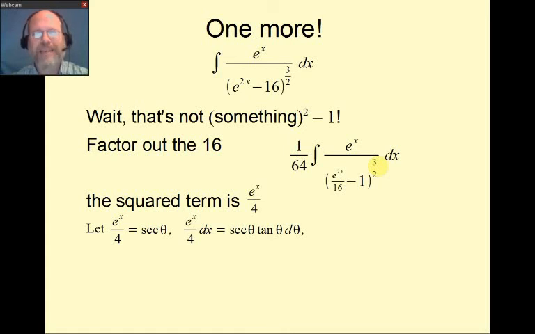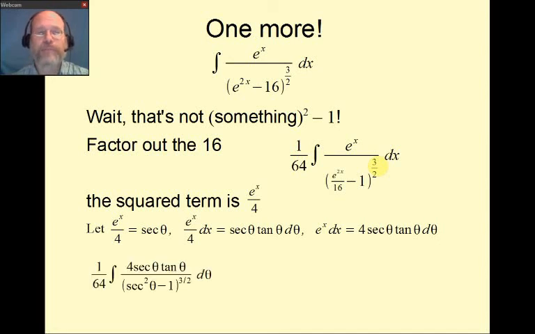Alright, I don't have an over 4, but that's okay. I've got e to the x dx, and I'll just multiply through by 4. So I'll replace e to the x dx, that's on top of my original integral, with 4 secant theta tangent theta d theta. And of course, the constant 4 I can pull out front. Right? So I've got 1/64th. I've got my 4 secant theta tangent theta d theta as a replacement for e to the x dx. And on the bottom, I've got secant squared theta minus 1, and that's going to be really helpful.